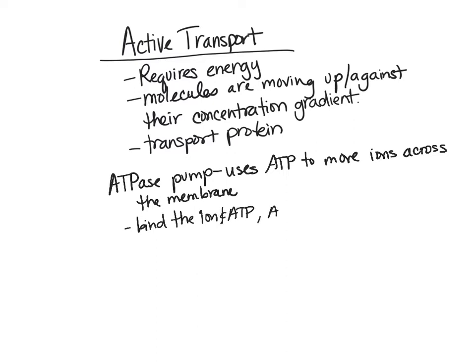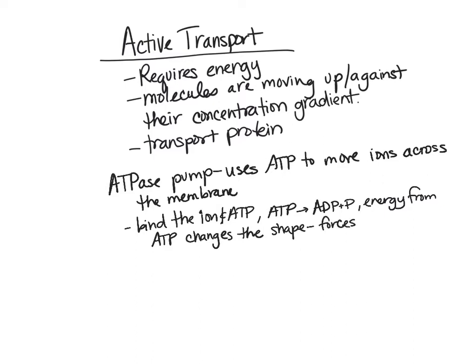Then the ATP is converted to ADP plus the phosphate group. The energy from this conversion, energy from removing that phosphate group, changes the shape of the carrier. And this forces the ion across the membrane. So this is important to create concentration gradients that are needed in the body.